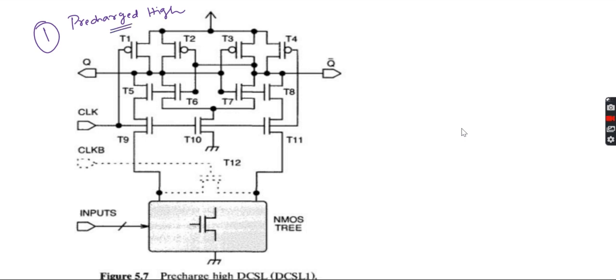It consists of an NMOS evaluation tree. This NMOS tree is for your evaluation. Next, it consists of one cross-coupled inverter. So where is the cross-coupled inverter? I will show you. You can see this.